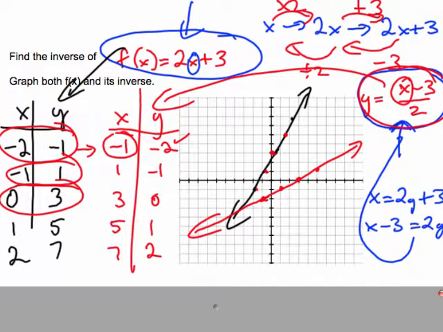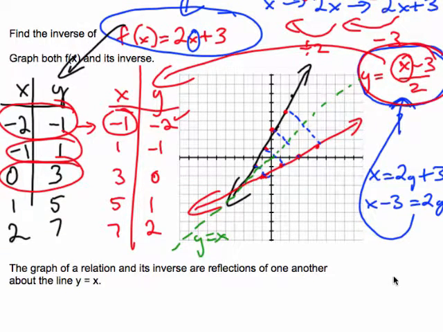Now it's a little hard to show on a screen how the points are moving, but essentially when I reverse the x and the y, the points are moving right across from each other, like so. They're moving across the line in the middle, which is the line y equals x. The points are being reflected across the line y equals x. And that's always true of an inverse. The graph of an inverse is always a reflection of the original graph about the line y equals x.